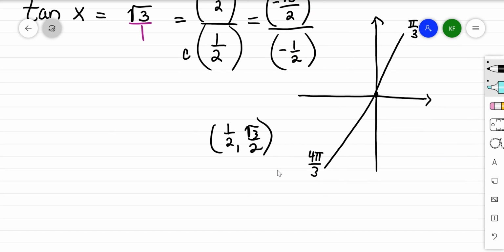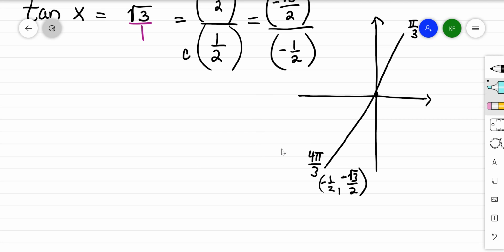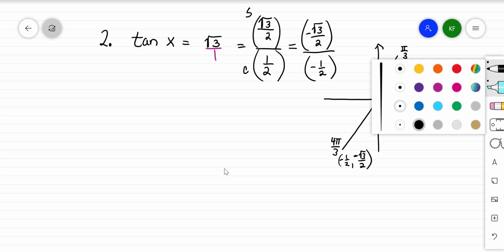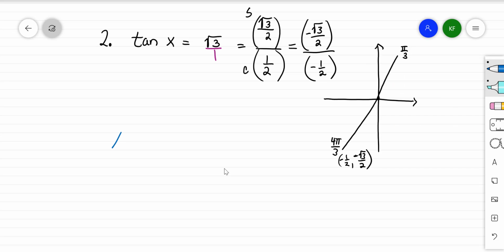And then just to remind you, down here we have negative 1/2 and negative square root of 3 over 2. And of course, we've got the same values, but just in the positive. Just to remind you. Okay, so now we're going to go ahead and solve this for all solutions, not just the interval. So x is equal to pi over 3.